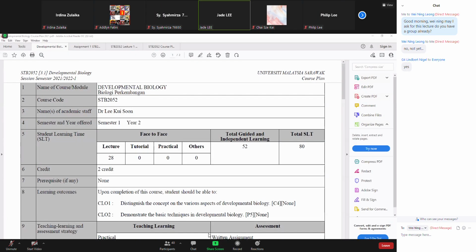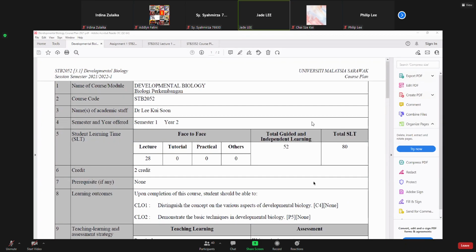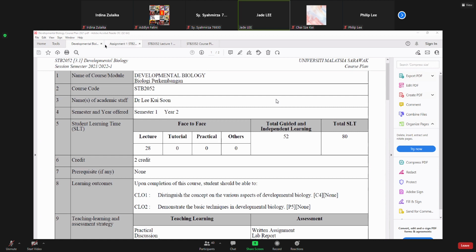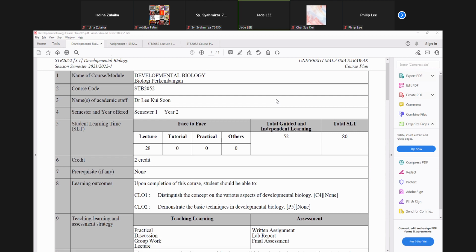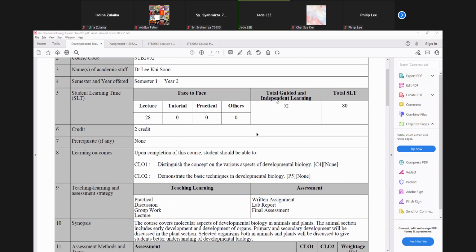And this is our course plan. Okay, sorry, the course outline actually. So if you look at the COO, we have 2 COOs in this course, which are to distinguish the concepts of the various aspects of developmental biology, and also to demonstrate the basic techniques in developmental biology.